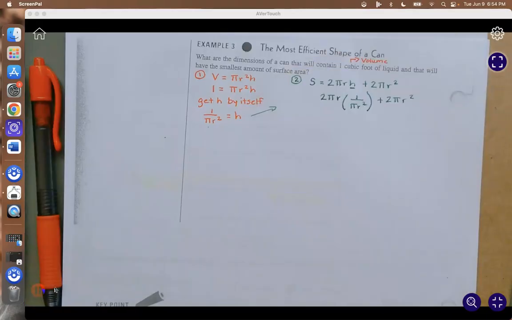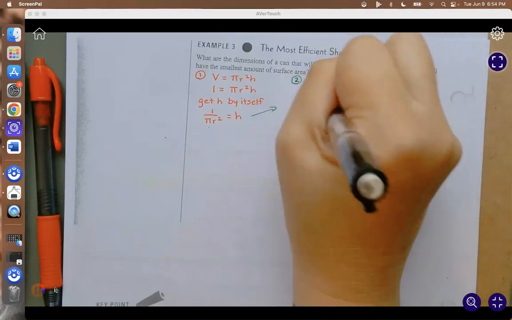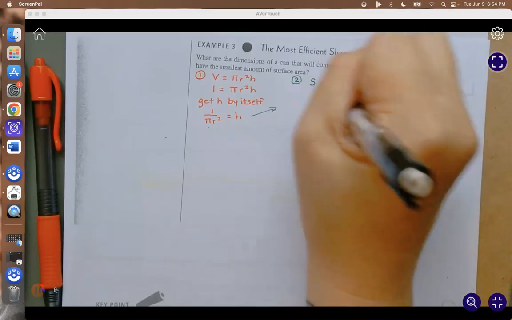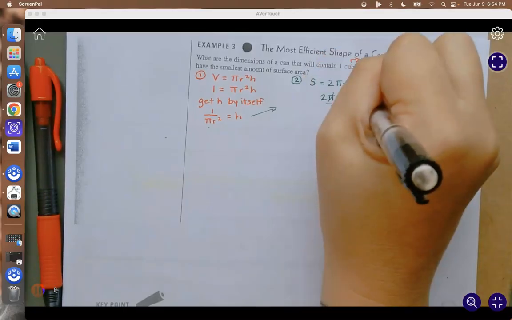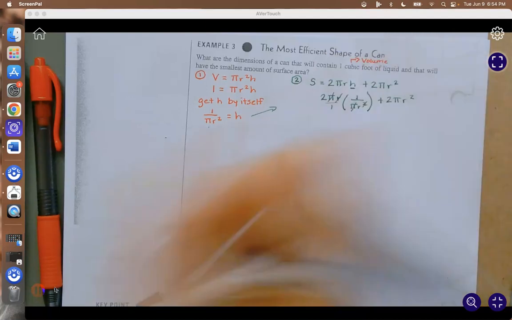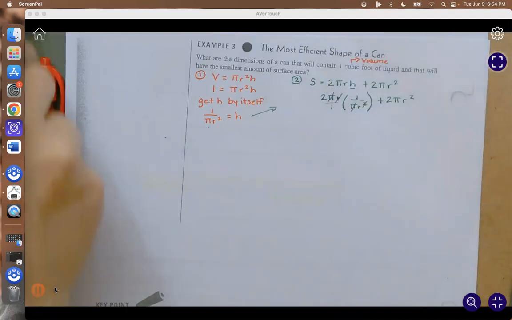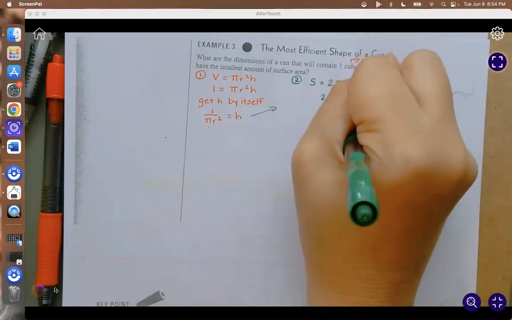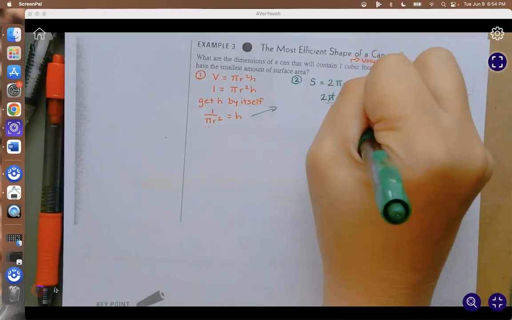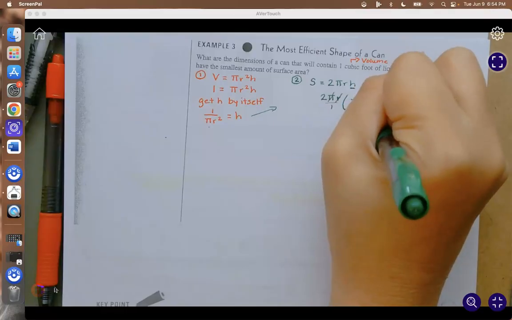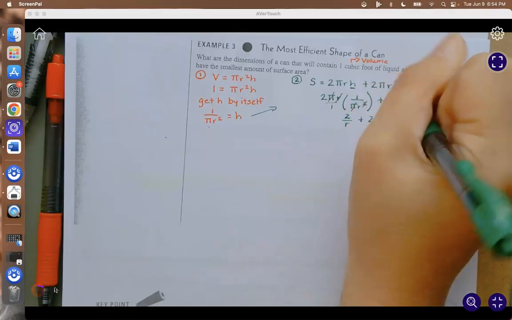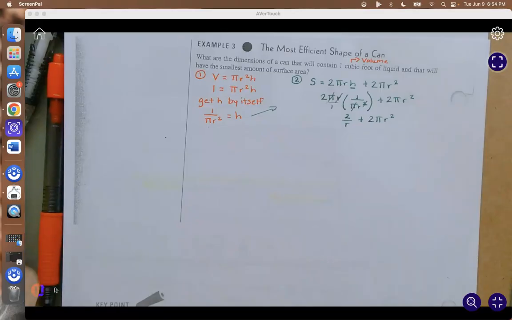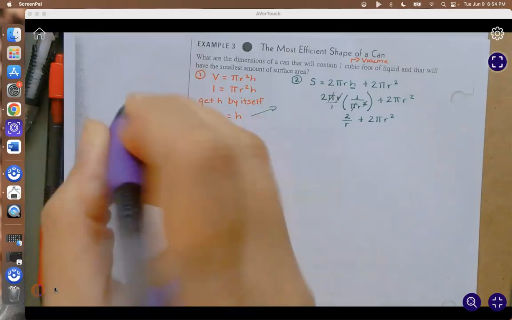And what you're going to see is when you multiply this, this pi cancels, and one of these r's cancel with that r. So this leaves me 2 over r plus 2 pi r squared. Now, step 3.